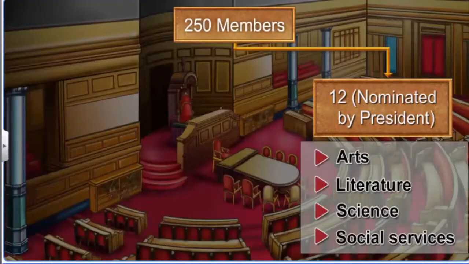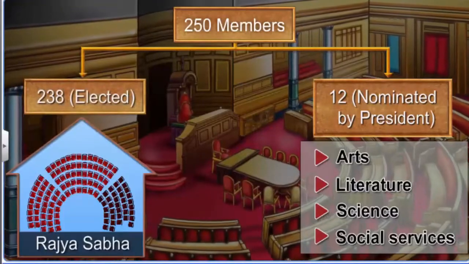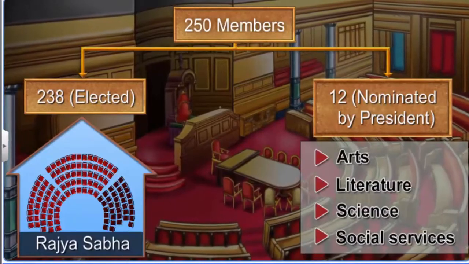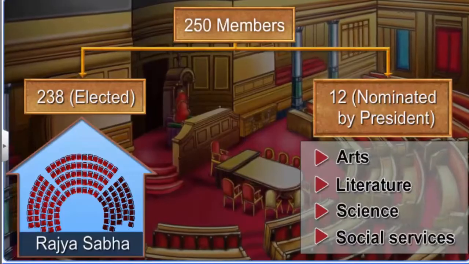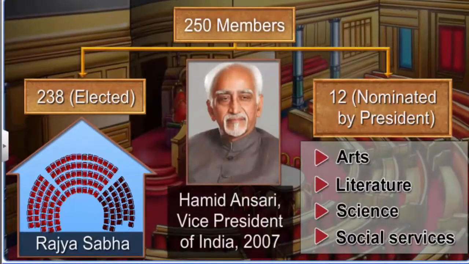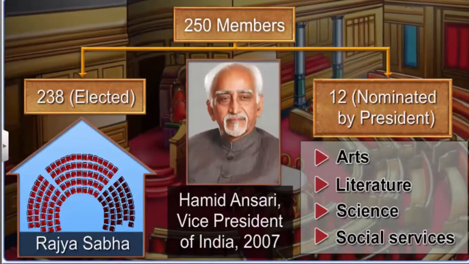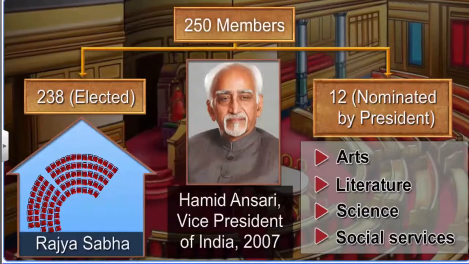The remainder of the Rajya Sabha is elected by state and territorial legislatures. The term of office is 6 years, and 1/3 of the members retire every 2 years. The Vice President is the ex officio chairman of the Rajya Sabha. It is not subject to dissolution because when 1/3 of the members retire, the same number are elected.